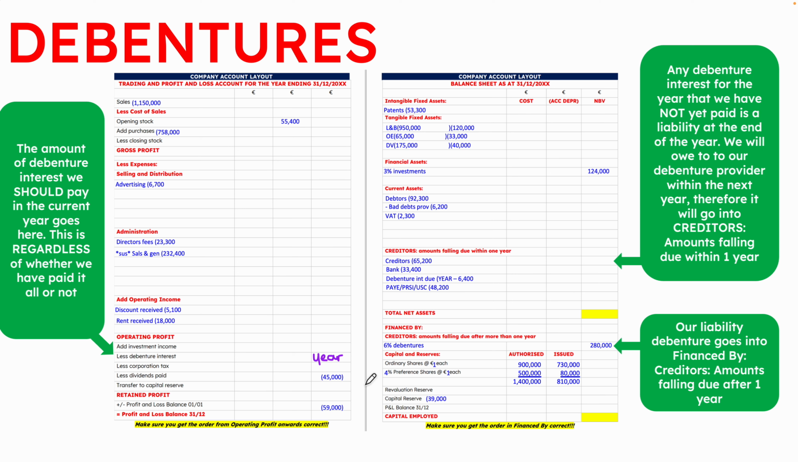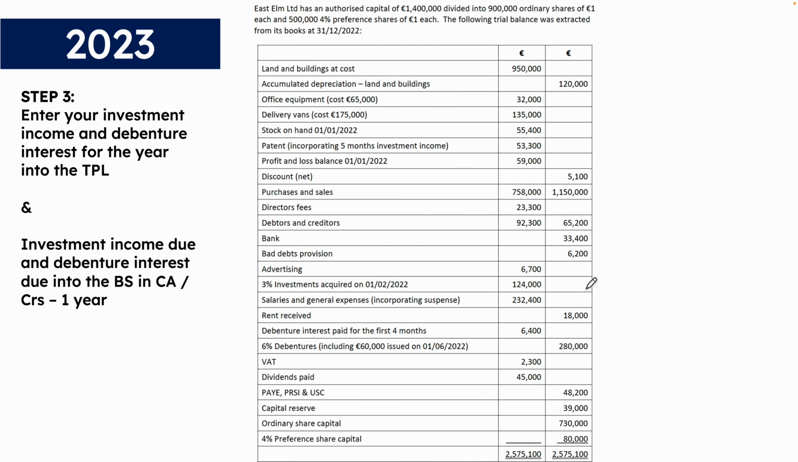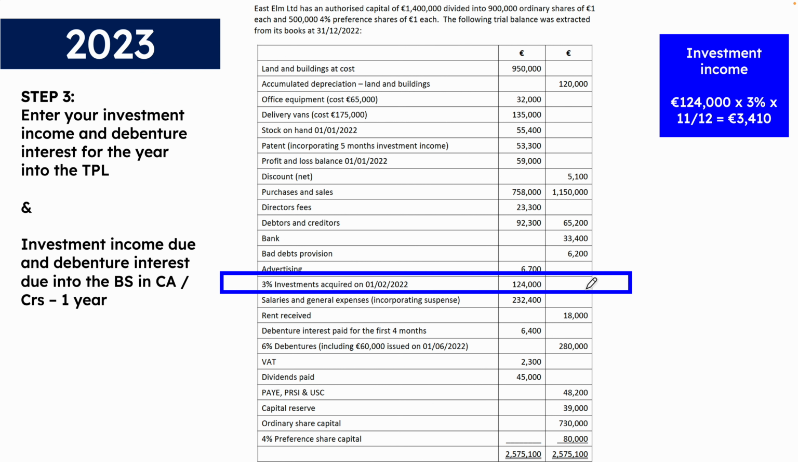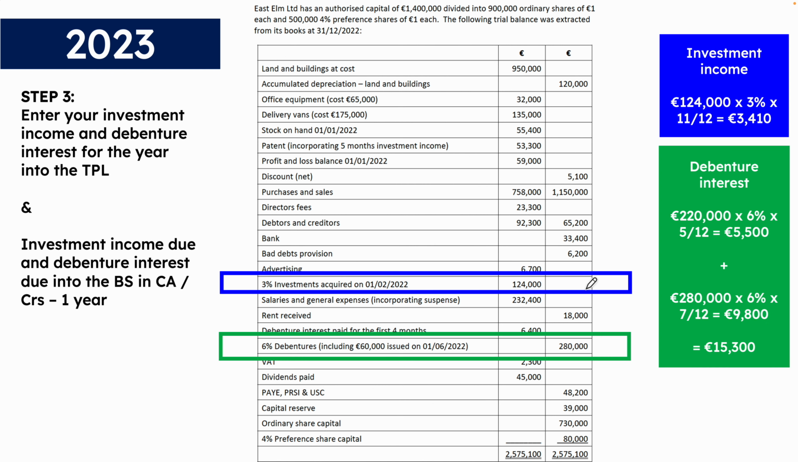And again, just to let you know, you're always going to have debenture interest due in the creditors minus 1 year. Just every single final account question, you're always going to have it. So that's why I put it as a step, and it's going to help you in section 2 questions as well, because they don't always ask you to do this. But if you create this habit here in question 1, you'll be well able to do it then in the other sections. So looking at the question here then for East Elm, we can see here that they have 3% investments and they have 6% debentures.